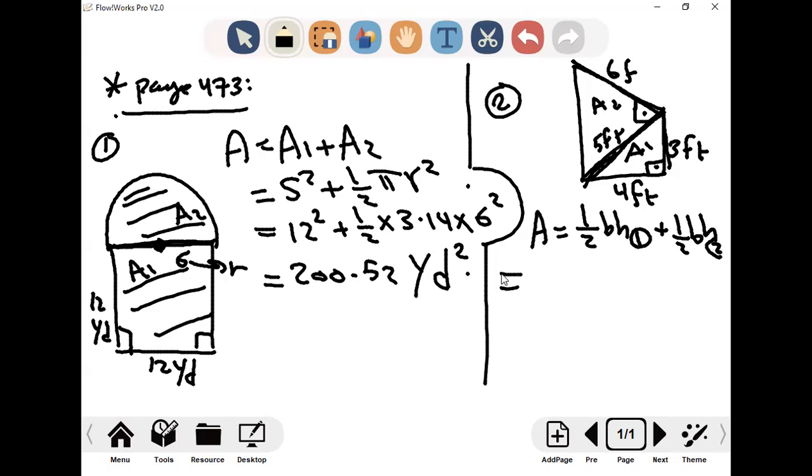Here it equals half the base for triangle 1, which is 4, multiplied by the height 3, plus the other triangle: half multiplied by the base of it, 5, and the height, 6. Now apply. Half of 4 is 2, times 3 is 6. Half of 6 is 3, times 5 is 15, so 6 plus 15 is 21. So we have 21 square feet.